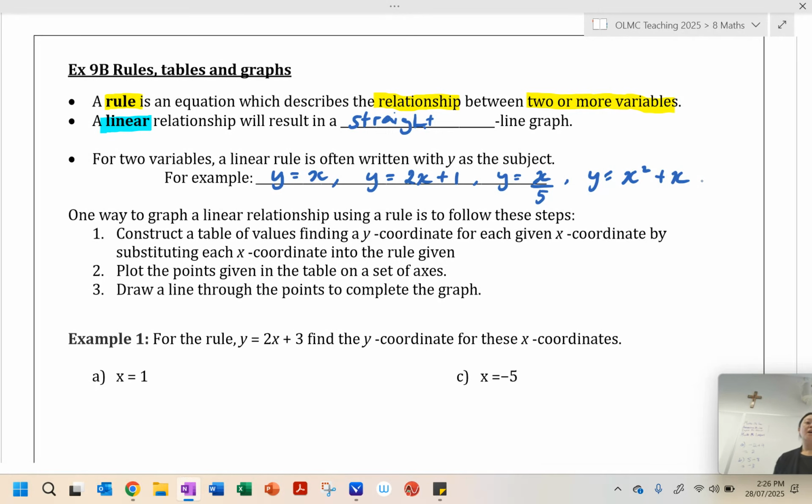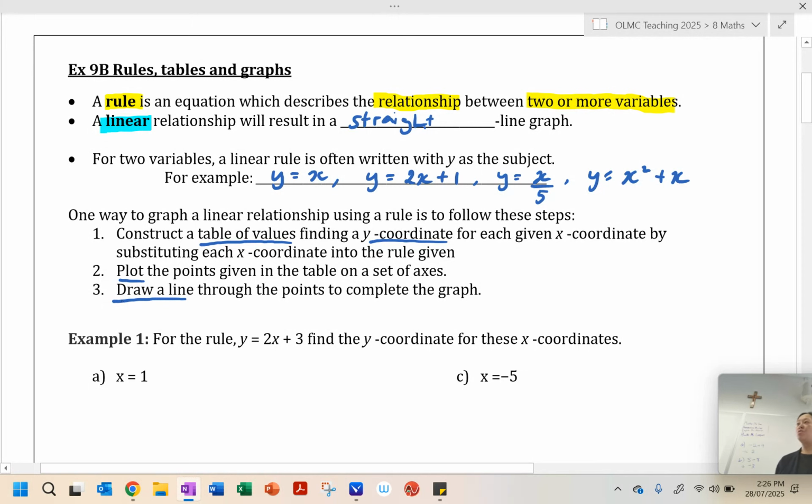Okay. Now, one way to graph a linear relationship using a rule is to follow these steps. So the steps we're going to do is we're going to construct a table of values, finding a y coordinate for each given x coordinate by substituting each x coordinate into the rule given. I'll show you how to do all this. Then we're going to plot the points on a given table on a set of axes. Okay. Then we will draw a line through the points to complete the graph. So they're the three skills we're going to look at today.